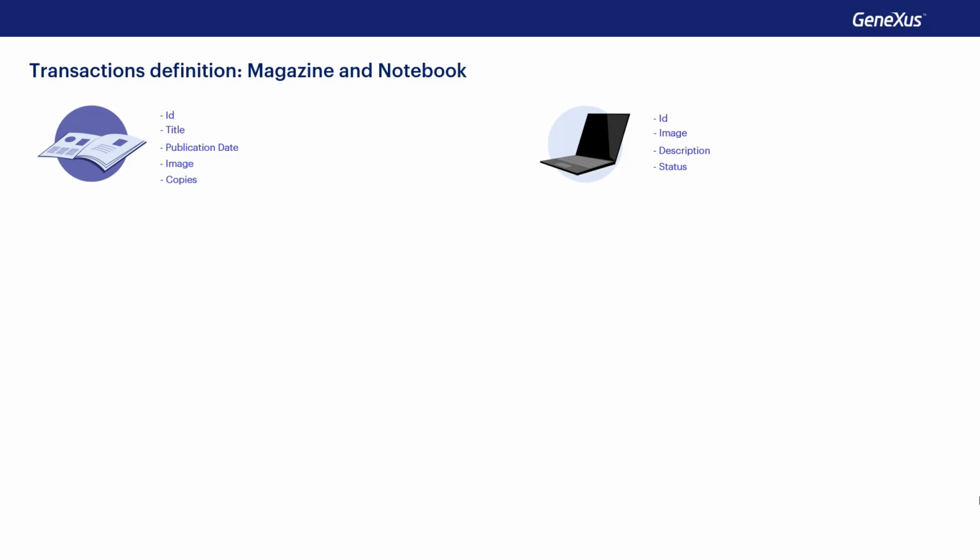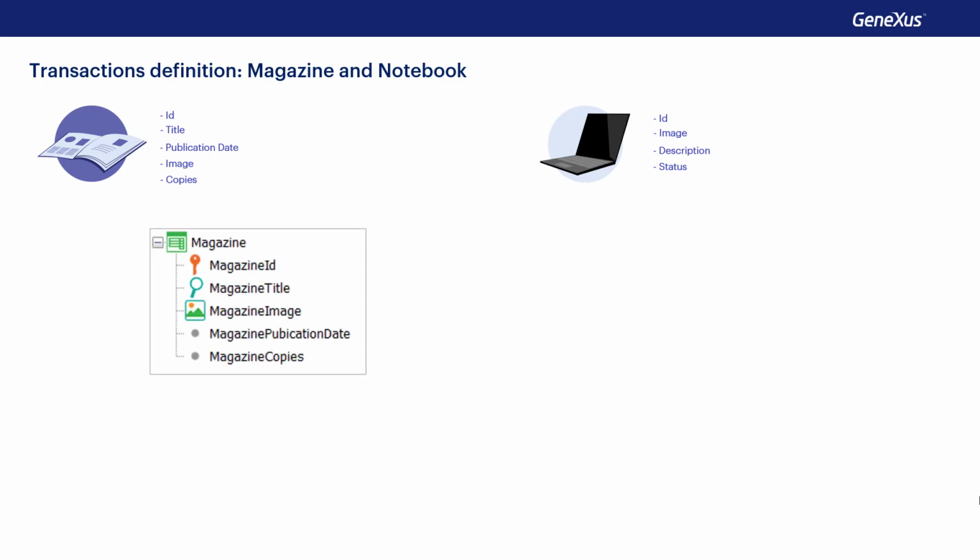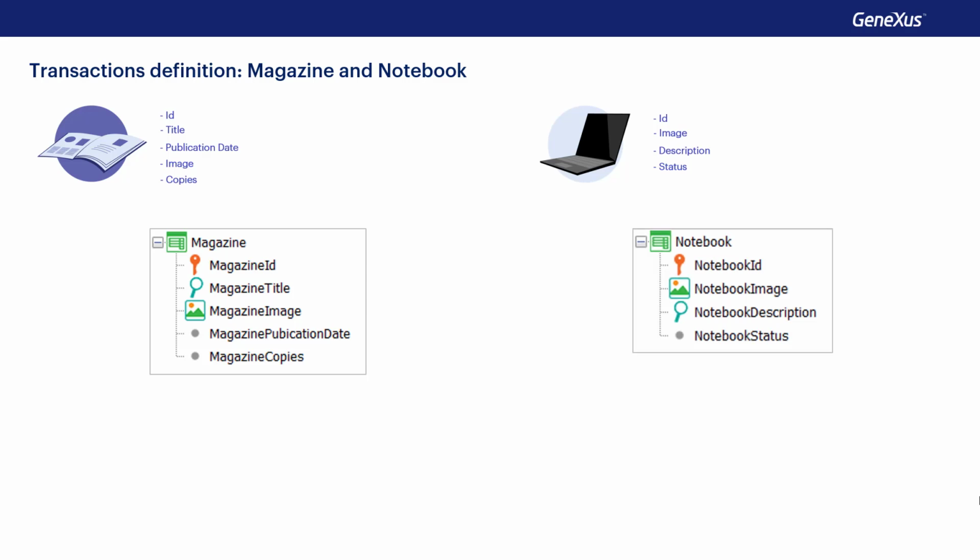The library also offers magazines and notebooks to its members, so we define the magazine transaction with these attributes: magazine ID, magazine title, magazine image, magazine publication date, and magazine copies to record the number of copies purchased. In addition, there's the notebook transaction with these attributes: notebook ID, notebook image, notebook description, and notebook status. A notebook is available or checked out, so we define the status enumerated domain with these values.